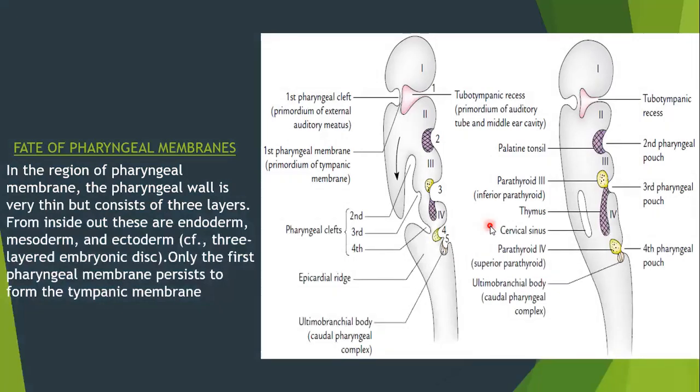Now, pharyngeal membranes. Only the first pharyngeal membrane forms a structure, and it usually forms the tympanic membrane, the eardrum. Remember, the pharyngeal membrane is composed of the three embryonic layers. It has the ectoderm externally, mesoderm in the middle, and the endoderm internally. Okay, the rest don't form any structures.